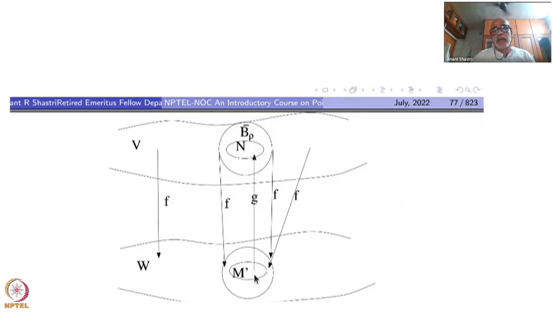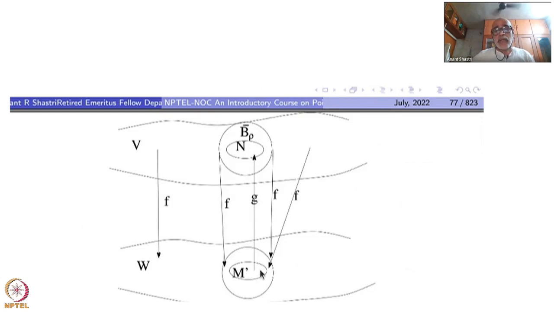F composite g is the identity map of this bar, which means that this M prime is covered by the image of this one. This is some larger thing. If you take F of this, it could be larger. It covers M prime. But for points of M prime, inside this one, there is only one point which is coming to that. That is the uniqueness part of it. If there is another point here coming here, the uniqueness will fail. But some point here may come here. I don't care. Inside this open ball, there is only one g.